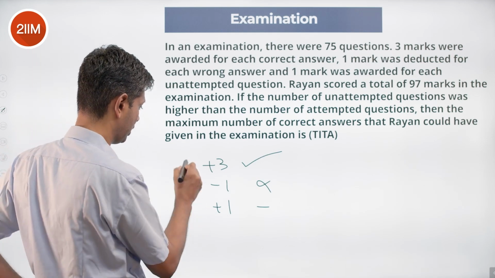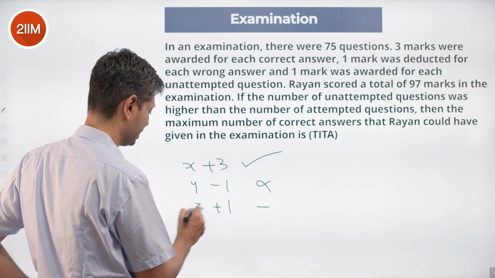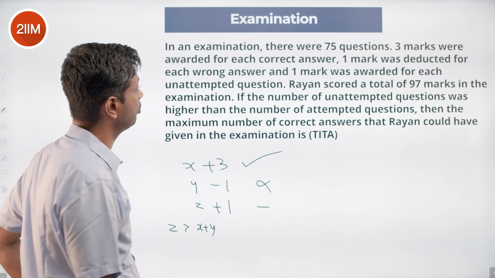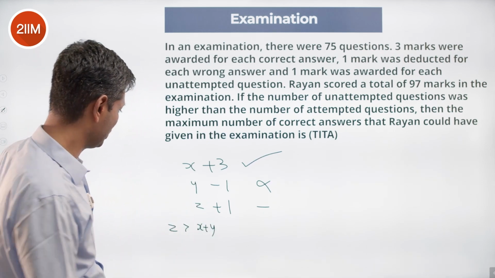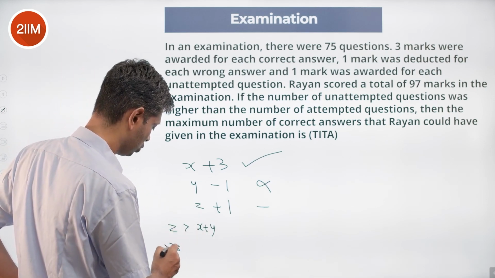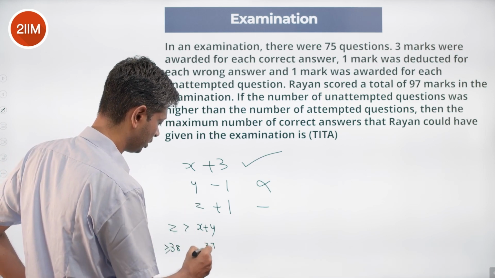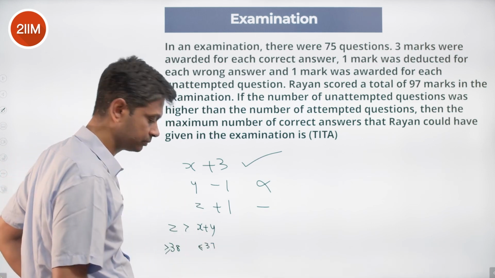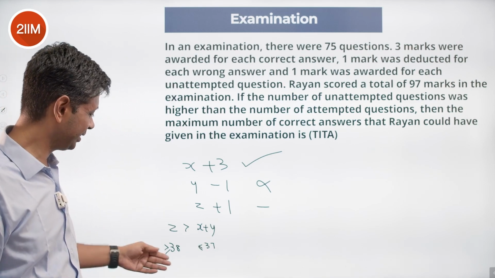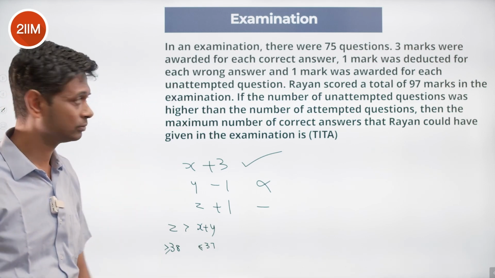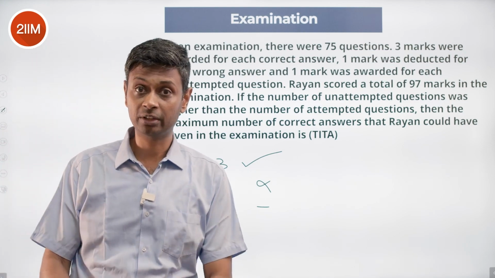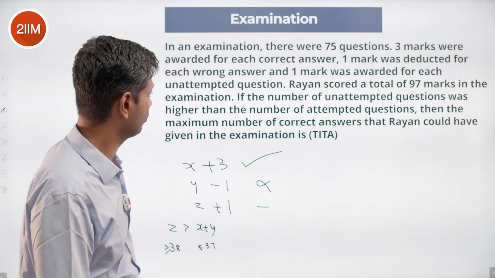Let's say x, y, z. Z is greater than x plus y. All 3 put together is 75, so z is more than half of it: 38 or more, 37 or less. X plus y could be 37, z could be 38, 38 or more, 37 or fewer. At least 38 questions were unattempted. And that's what we know.